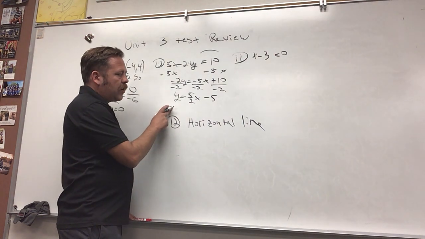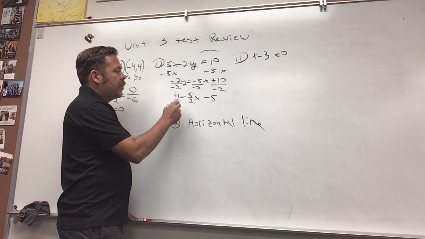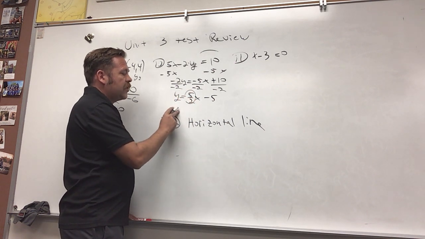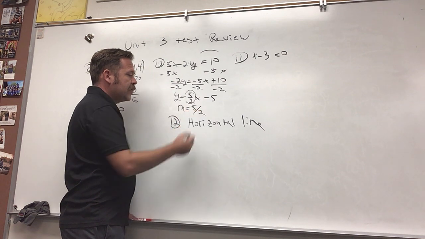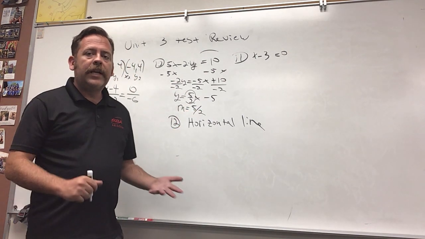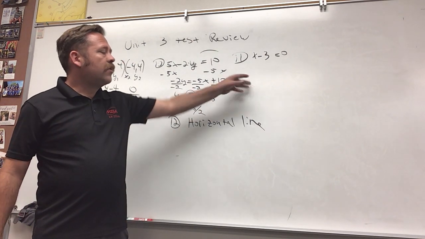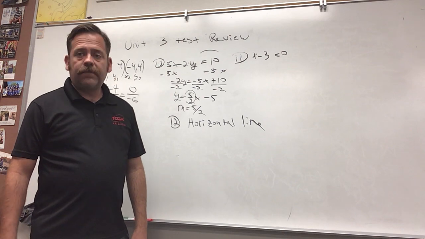Now, when we solve for y, this is in slope-intercept form, and the slope is going to be the number that's in front of the x, which is 5/2. So m equals 5/2. Pretty nice, right? This one's pretty neat, pretty interesting. So notice there is no y in this equation.